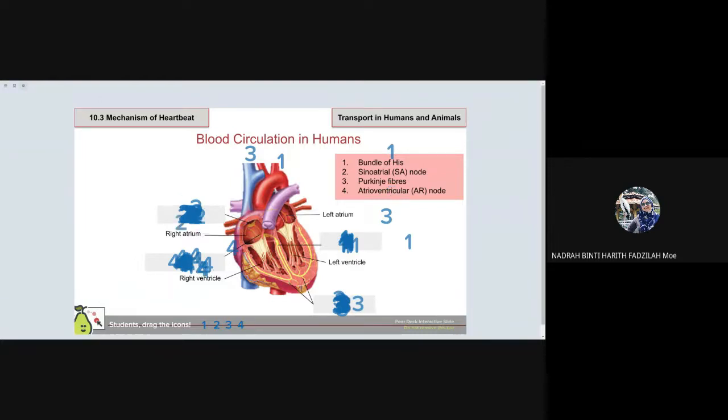On the left side, kita tengok left side dulu ya. Left side atas is SA node, number 2. Bawah dia adalah AV node. Okay, nanti please take note ya, nama dia AV node ya, bukan AR node ya. Okay, atas SA node, bawah AV node for the left side. For the right side, the top one is bundle of His and the bottom box is Purkinje fiber.